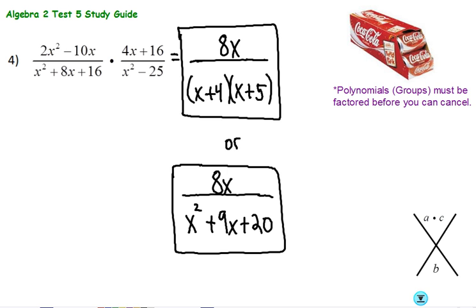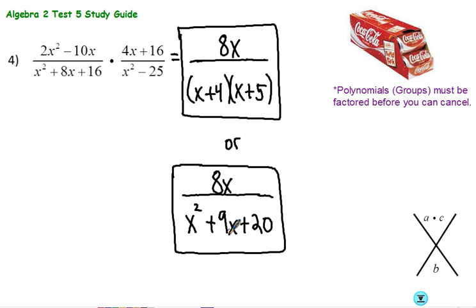There are 2 ways this answer could have been written, because when you work this one out, you actually get 2 groups left over on the bottom, 2 things left over that don't cancel. So you could leave your answer as 8x over x plus 4 times x plus 5, or you could multiply those 2 groups together, x plus 4 and x plus 5, to get x squared plus 9x plus 20.